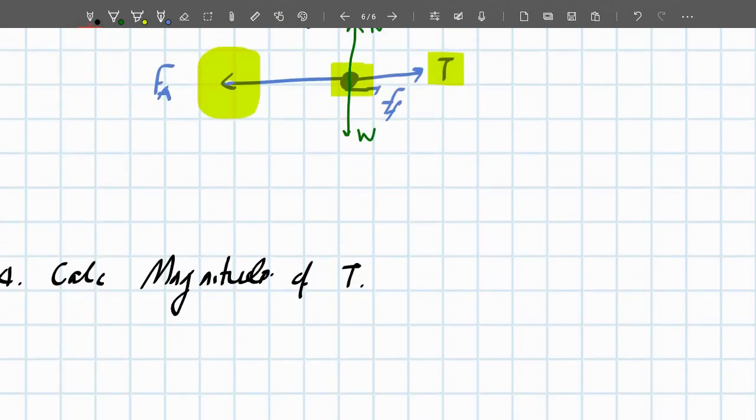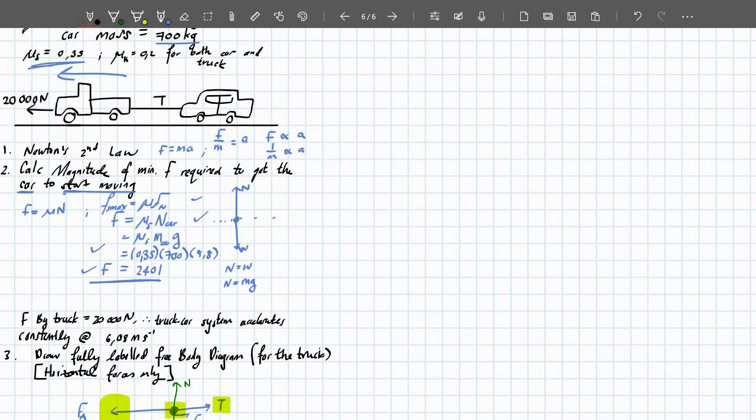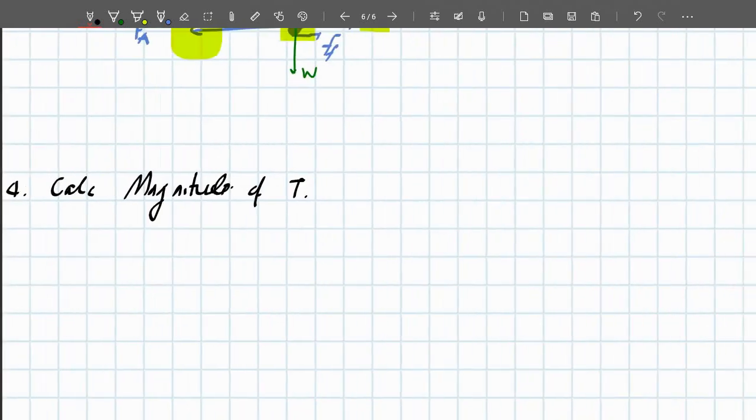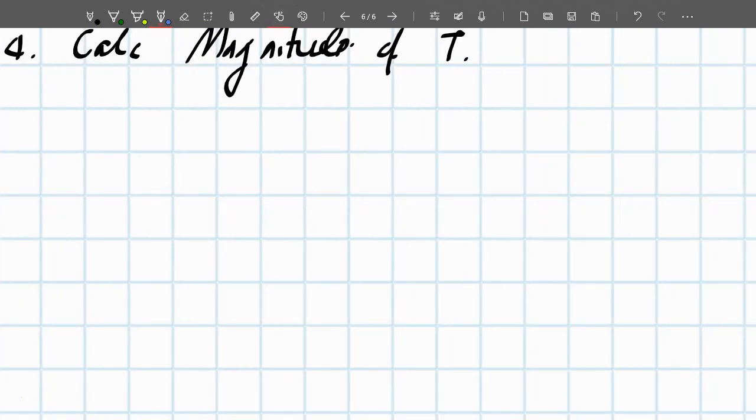Right. Finally, the last thing to do is to ask you to calculate the magnitude of T. So you can choose either system, because the car and the truck both have T involved. Personally, let's use the truck system. We can actually go through both if you'd like. Actually, I think I will do that. So let's do the truck system first.